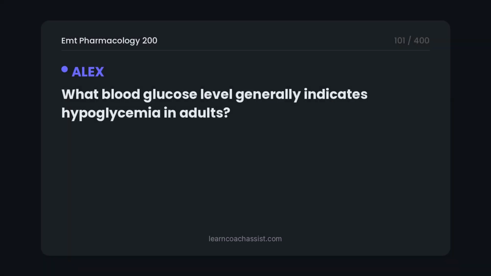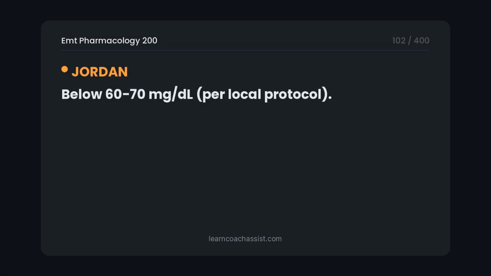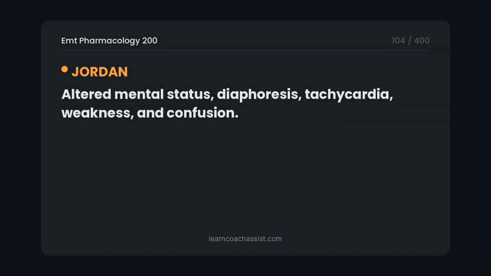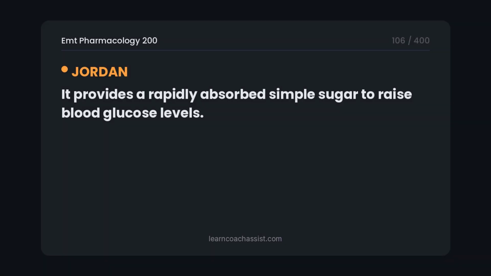What blood glucose level generally indicates hypoglycemia in adults? Below 60 to 70 mg/dL, per local protocol. What are signs/symptoms of hypoglycemia? Altered mental status, diaphoresis, tachycardia, weakness, and confusion. What mechanism explains oral glucose's effect? It provides a rapidly absorbed simple sugar to raise blood glucose levels.